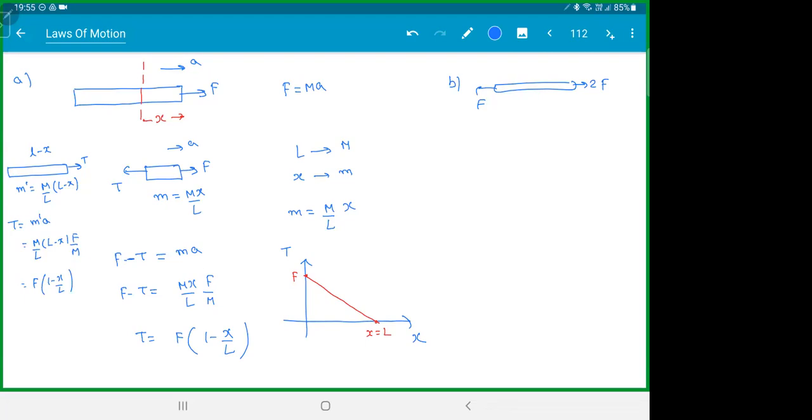So the main thing is that when you're cutting, mass won't be same. It will be mx by L. Second part ka answer F2 L minus x. Yeah, that looks right, Aditya. Try everyone.